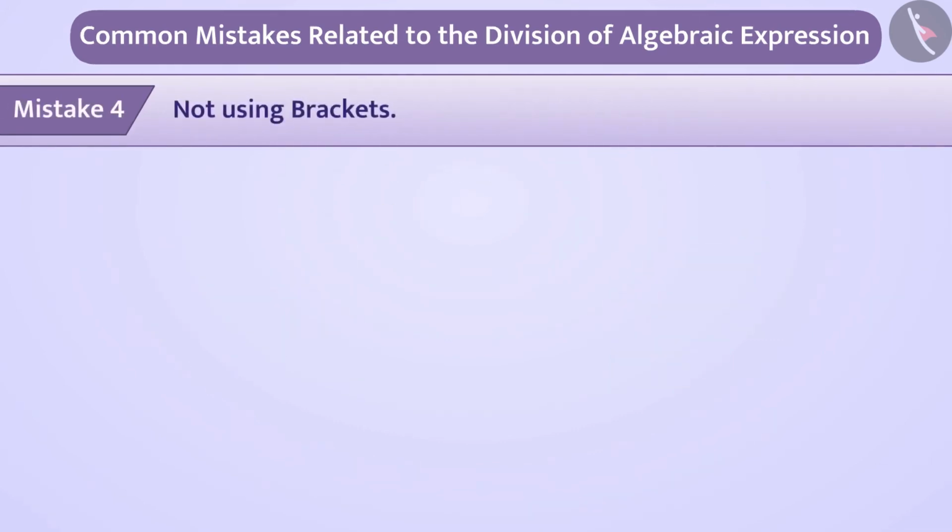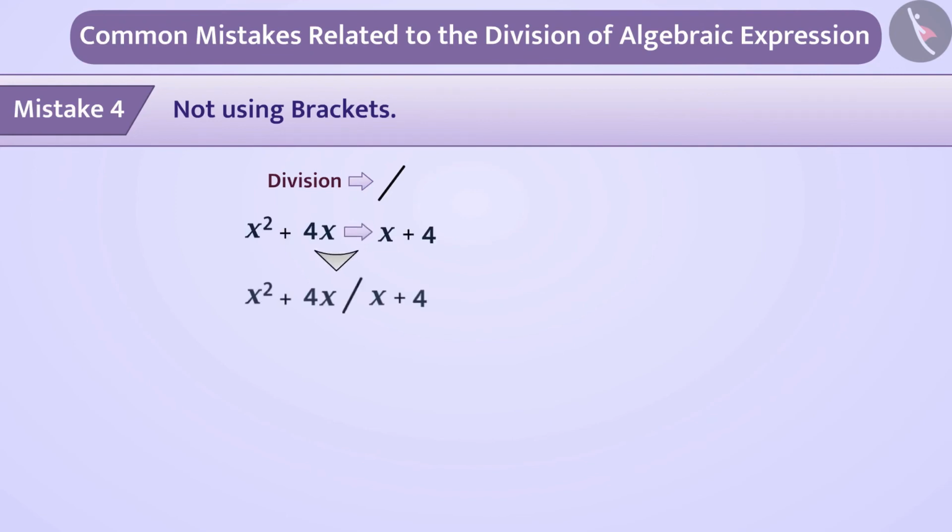Mistake 4. Not using brackets. Sometimes children use this sign to indicate division. For example, if they are asked to divide x square plus 4x by x plus 4, they write it in this way: x square plus 4x by x plus 4. Can you tell me what is wrong here? Think.